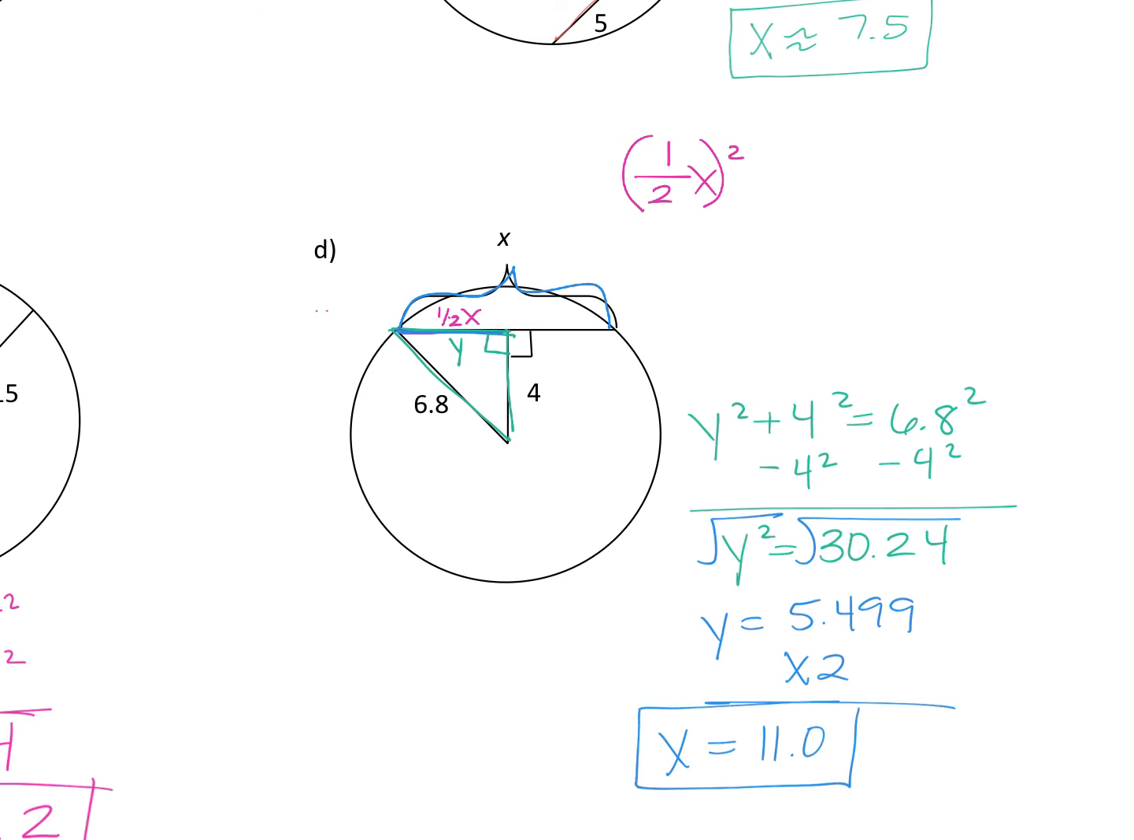Does that make sense? So you're welcome to do it this way, but if you do it that way, please call it 1/4 x squared, because that's what happens when you square 1/2 x, 1/4 x squared. And then you'll be just fine.